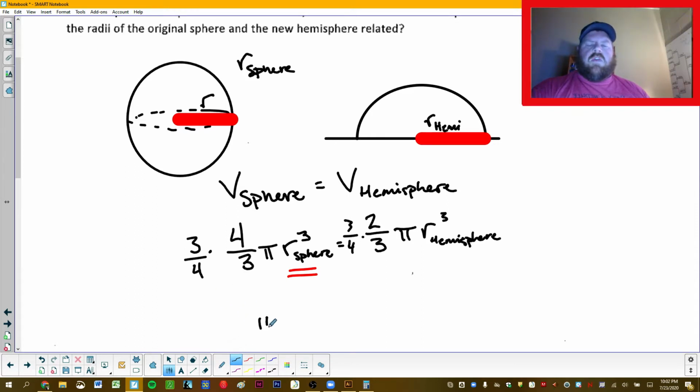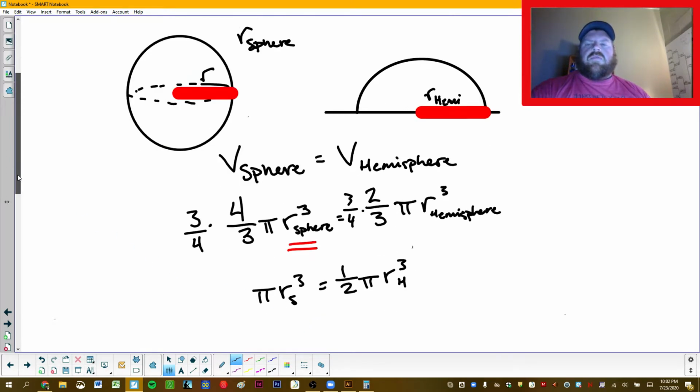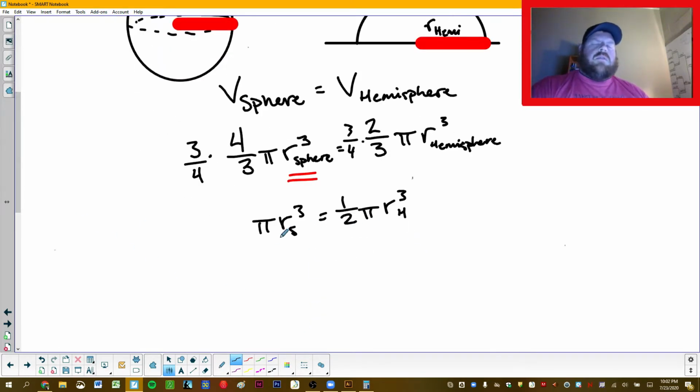So we've got pi r cubed from the sphere. And over here we're going to have 1/2 pi r cubed from the hemisphere. So I'm using an S for the sphere and an H for the hemisphere. And now I just want to divide by pi on both sides, which is great because there is a pi on both sides. So it cancels off of each side. So 1/2 r cubed from the hemisphere.